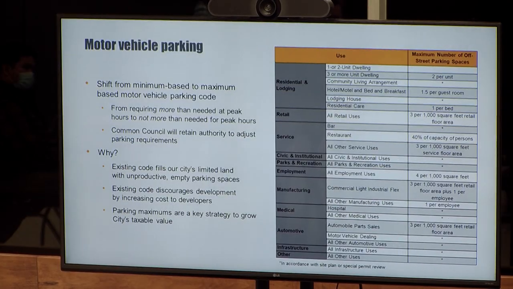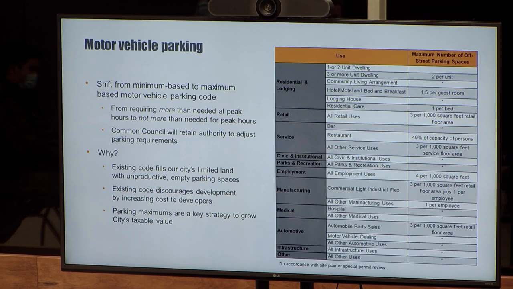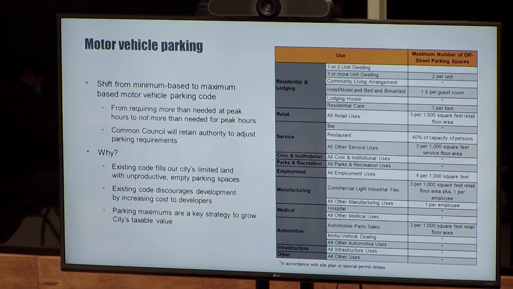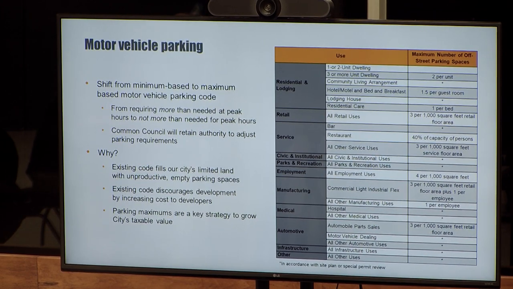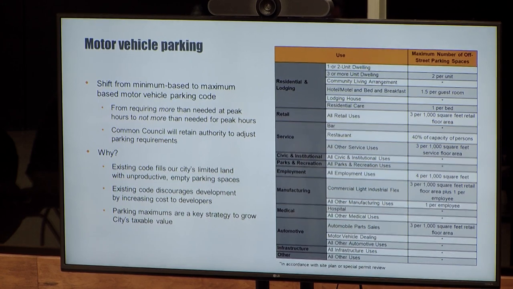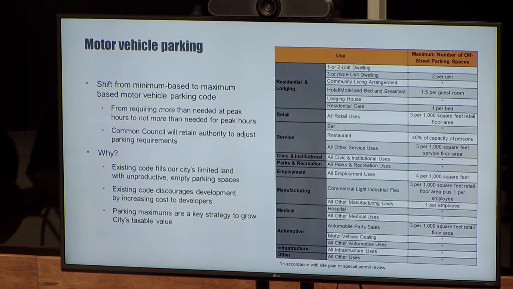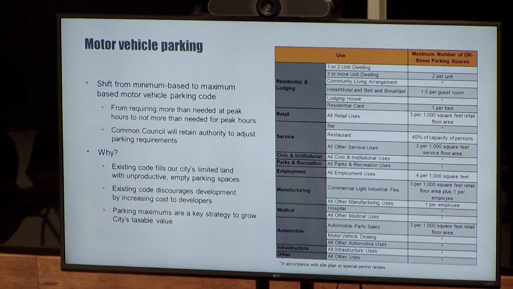All right. So the last big change we'll talk about is to our parking code. This is our proposed motor vehicle parking table. The big thing here is that we're shifting from a minimum-based parking code to a maximum-based parking code. Right now our regulations say, here's the estimated peak number of cars for this site, and you need to have more parking than that, so you need an excess of parking, and that wastes a lot of land on parking lots.